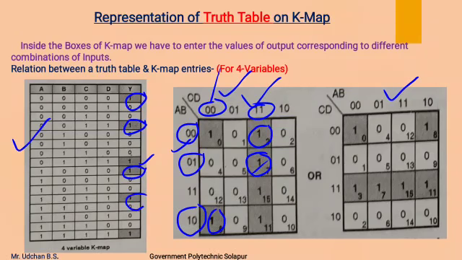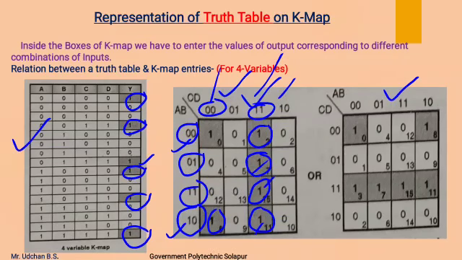After that, the next one has input combination 1, 0, 1, 1. So this is 1, 0 and 1, 1 is over here, so the cell position comes here, and that one value is entered in this cell. And for the last one, the input combination is 1, 1 and this 1, 1. So the cell position comes over here, so the output value 1 is entered in this respective cell or box.